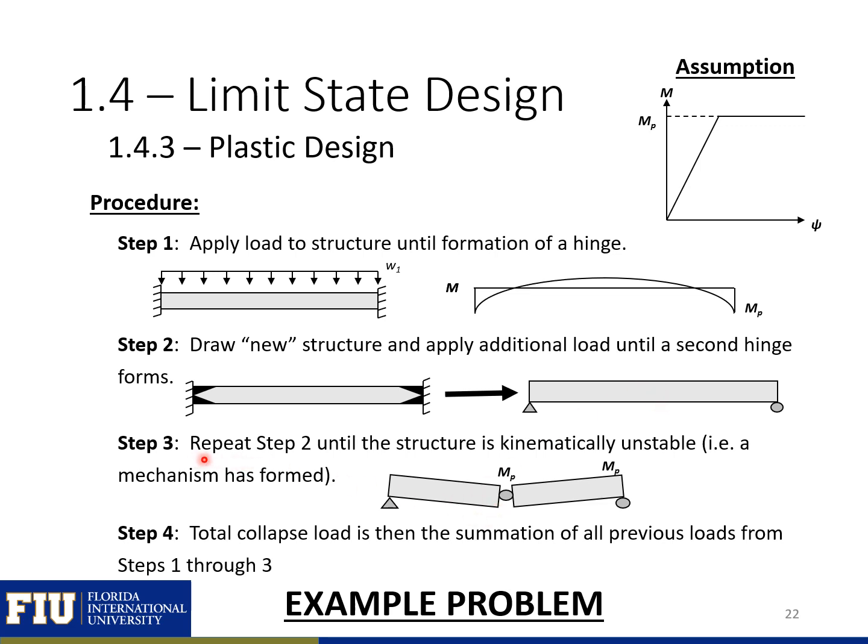So after our second hinge forms, we can see that our structure now is kinematically unstable. So we can't apply any more load. So the total collapse load is then the summation of the load required to cause the second hinge and the load required to cause the first hinge.